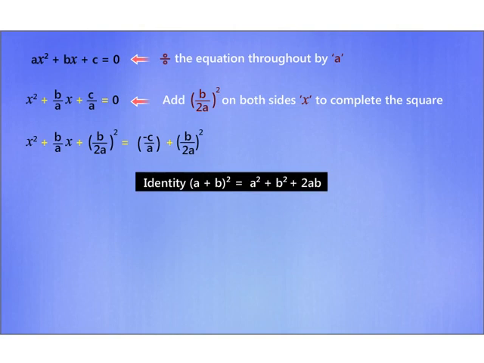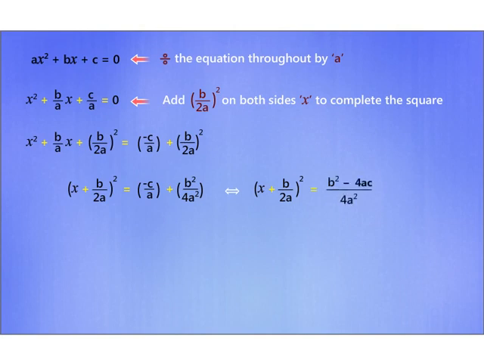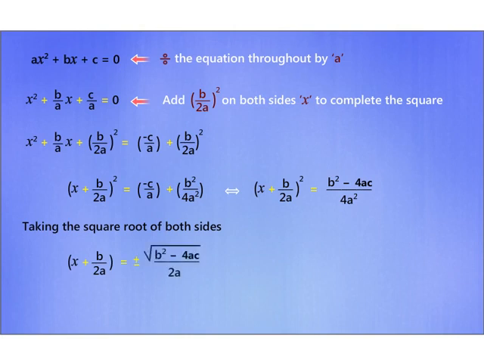Using the identity a plus b whole square, we get x plus b by 2a whole square is equal to minus c by a plus b square by 4a square. Or x plus b by 2a whole square is equal to b square minus 4ac divided by 4a square. Taking the square root of both sides, we get x plus b by 2a is equal to plus or minus root b square minus 4ac divided by 2a.